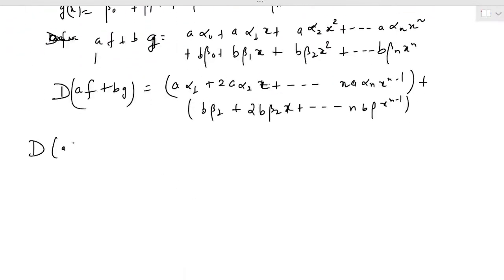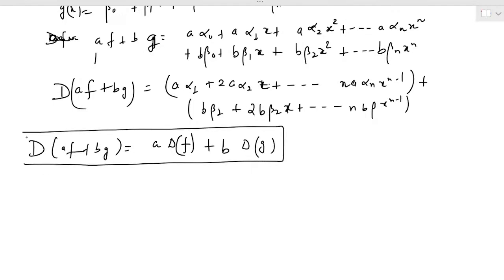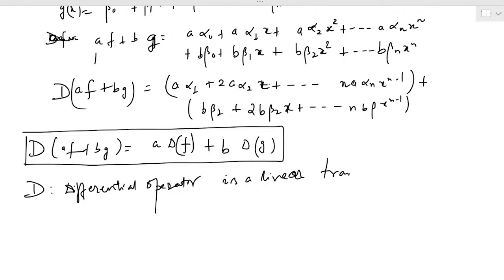So D of af plus bg would be equal to what? If I take a common out, this is simply a times Df plus b times Dg. So effectively I can say that this differential operator is a linear transformation. I hope it is clear.